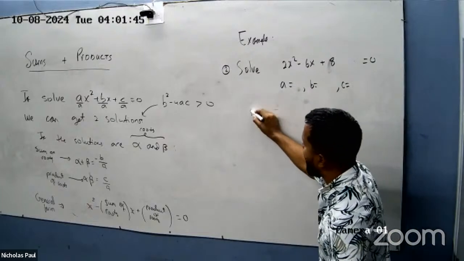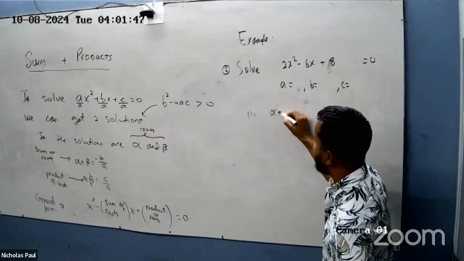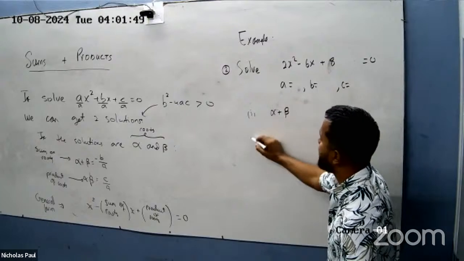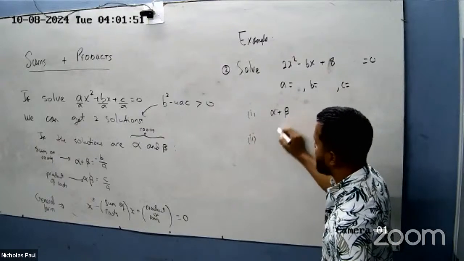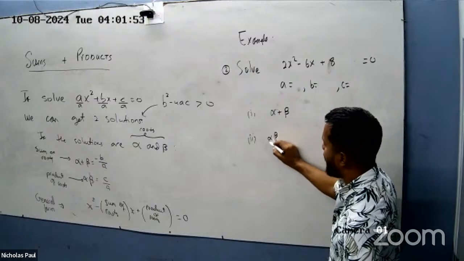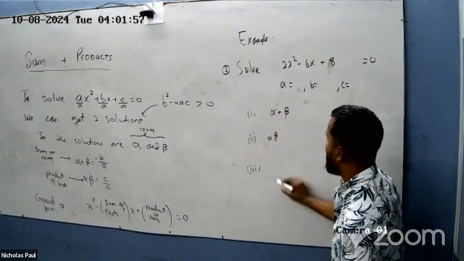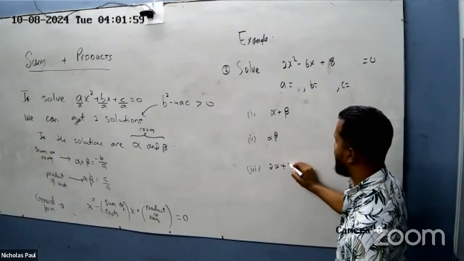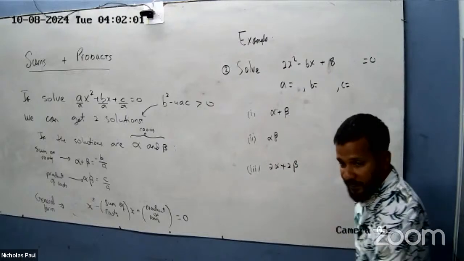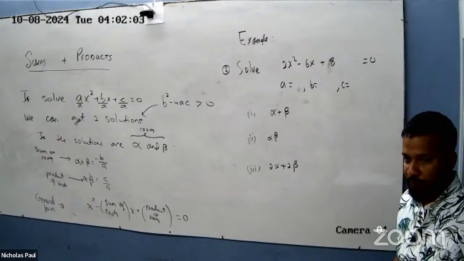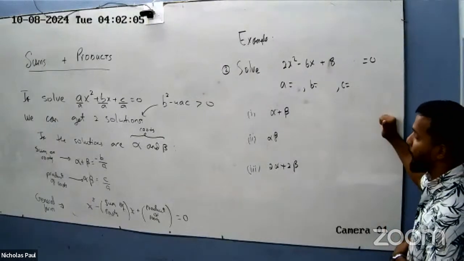Part 1, I want you to find what is alpha and what is beta. Part 2, what is alpha plus beta. Part 3, what is alpha by beta. And then to complicate things a little bit, I want to know what is 2 alpha plus 2 beta. All right? So let's start by doing this together.